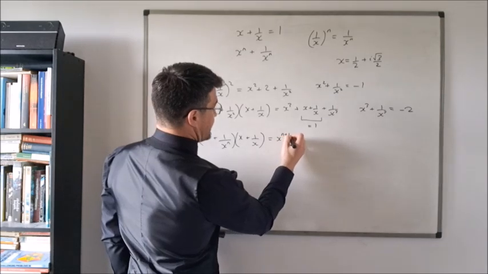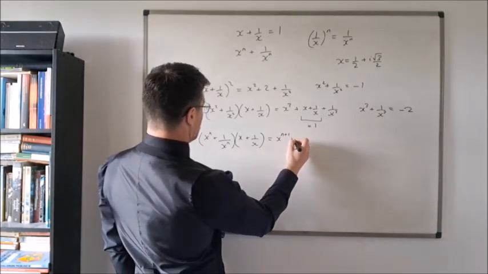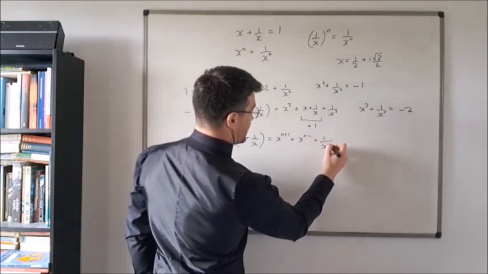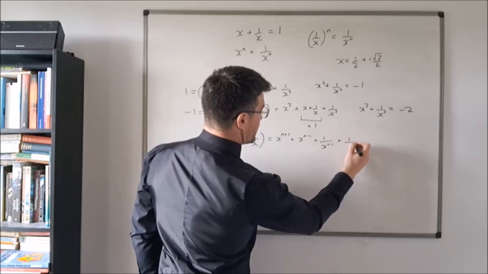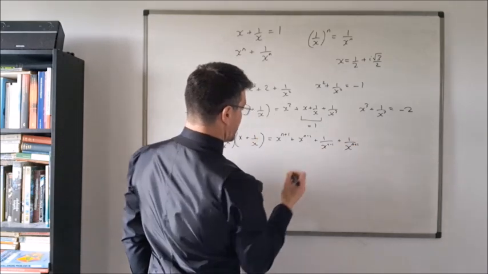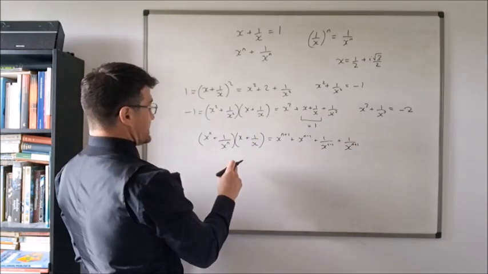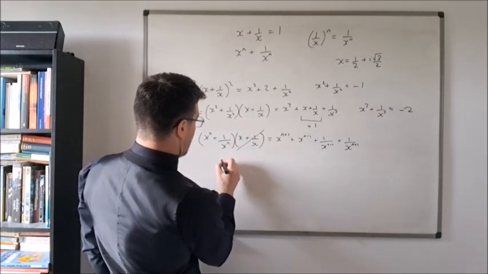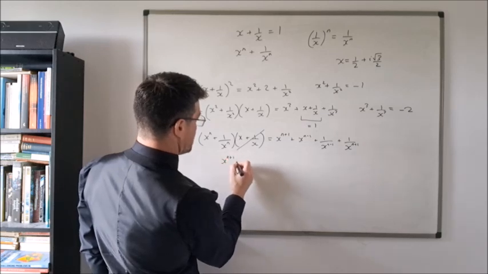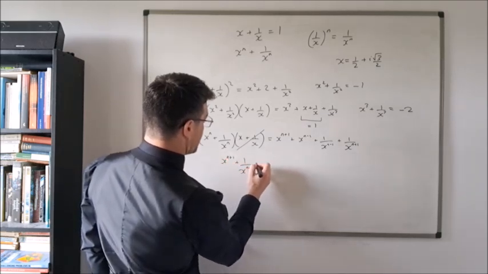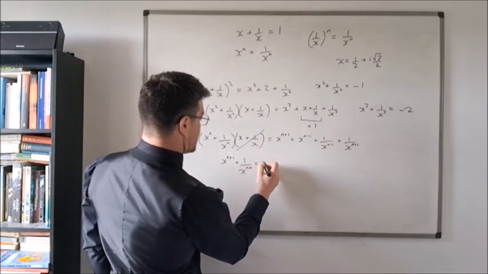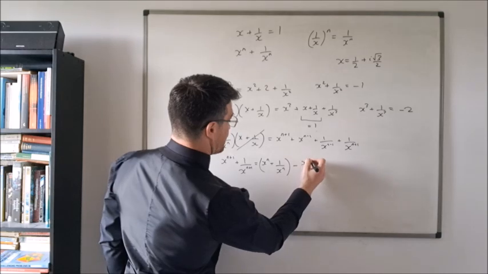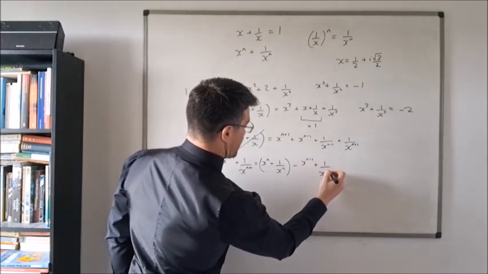So expand this out, I get x to the power of n plus 1 plus x to the power of n minus 1 plus 1 over x to the power of n minus 1 plus 1 over x to the power of n plus 1. And therefore, because that's equal to 1, I get that x to the power of n plus 1 plus 1 over x to the power of n plus 1 is equal to x to the power of n plus 1 over x to the power of n minus x to the power of n minus 1 plus 1 over x to the power of n minus 1.